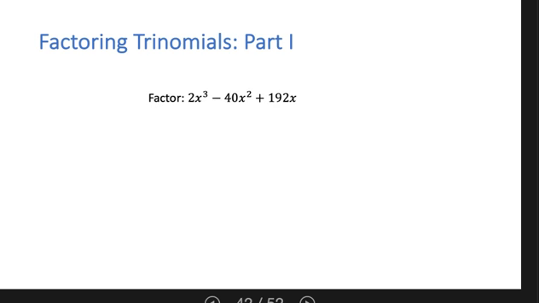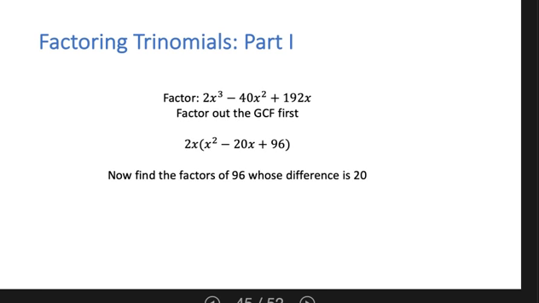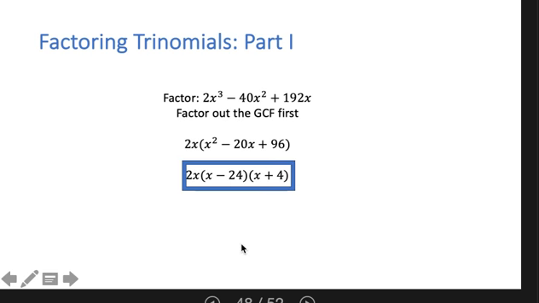Check out this one. 2x cubed minus 40x squared plus 192x. You want to factor out the GCF first. Now that GCF remains with my factors. So I have 2x times x squared minus 20x plus 96. So we need the factors of 96 whose difference is 20. Here are our options for the factors of 96. So which pair, when you subtract them, gives you 20? 4 and 24 is the correct answer. Make sure you put that positive and negative sign with the correct number. Since this is a negative 20, I need the negative sign to be in front of 24.